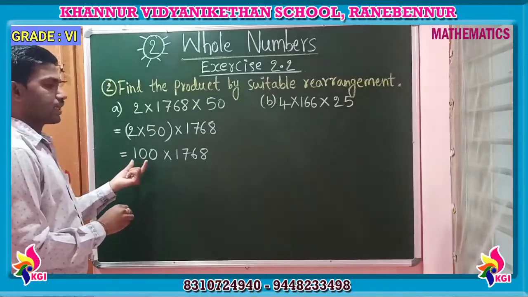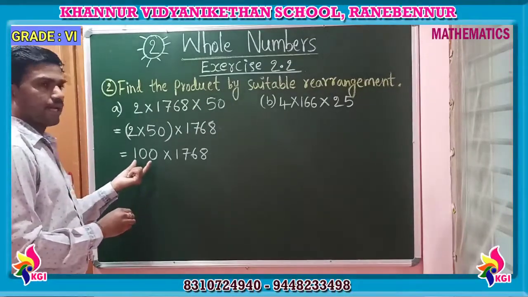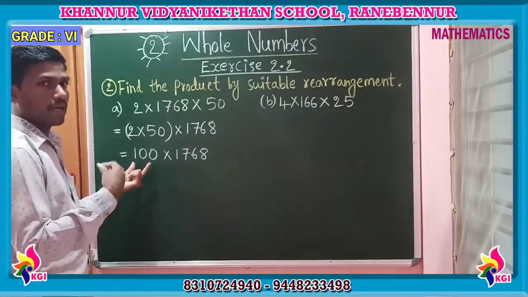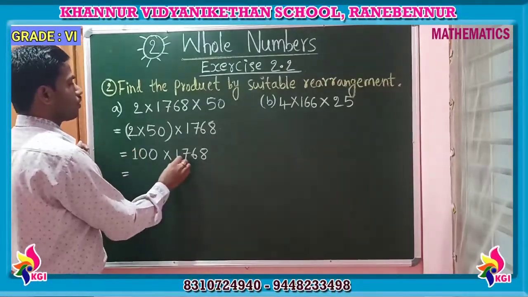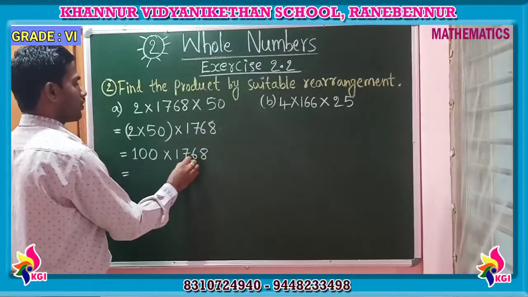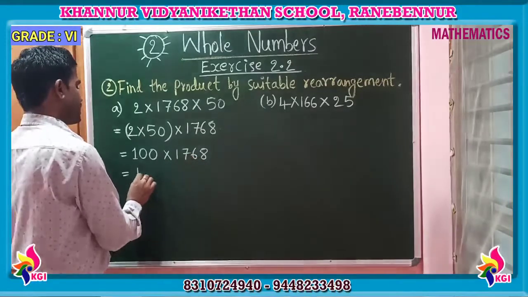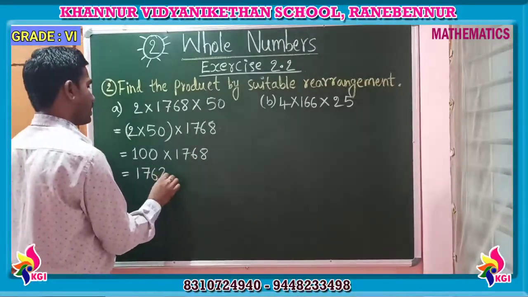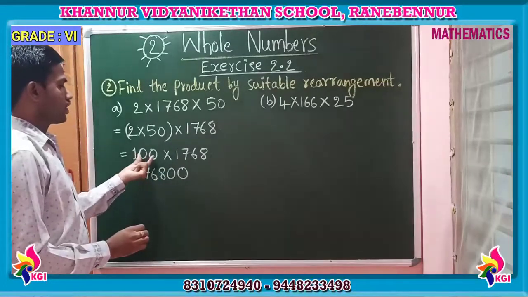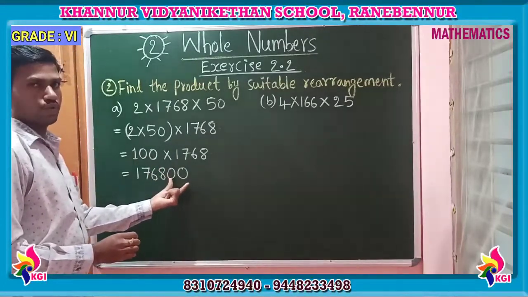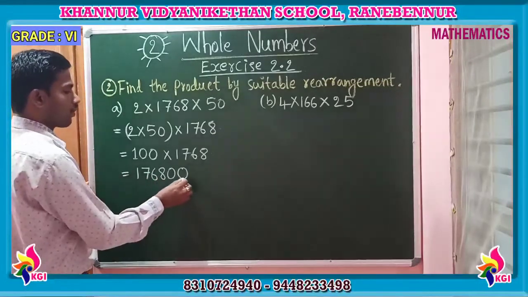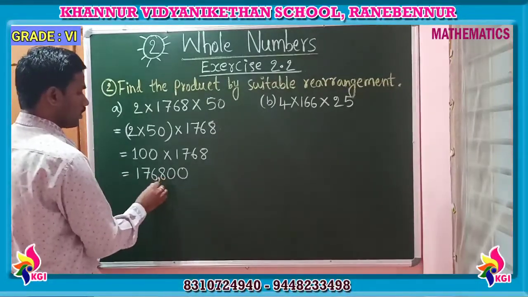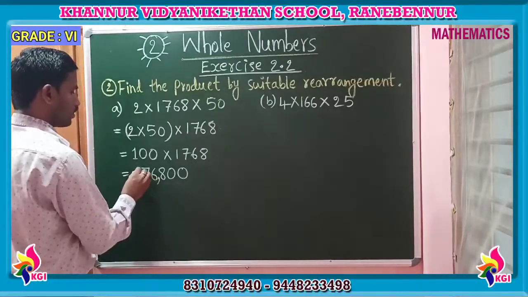In the previous classes you learned multiply by 10, multiply by 100, multiply by 1000. If you multiply by 100 to any number, first of all you keep the same number, 1768, as it is. After that, 2 zeros are there, so you write 2 zeros in front of 1768. Now put the commas: ones, tens, 100, 1000, 10,000, and it is a lakh.